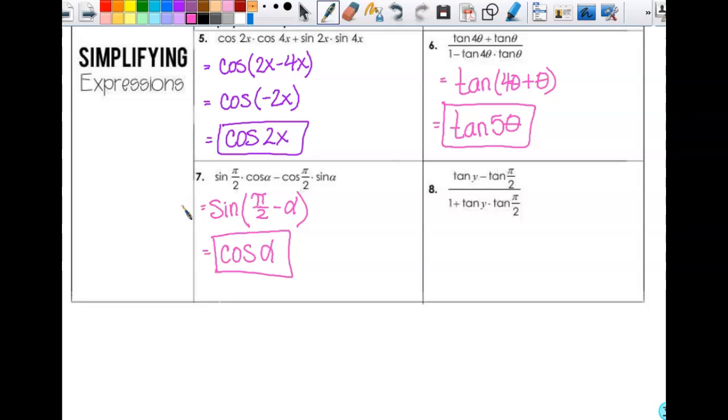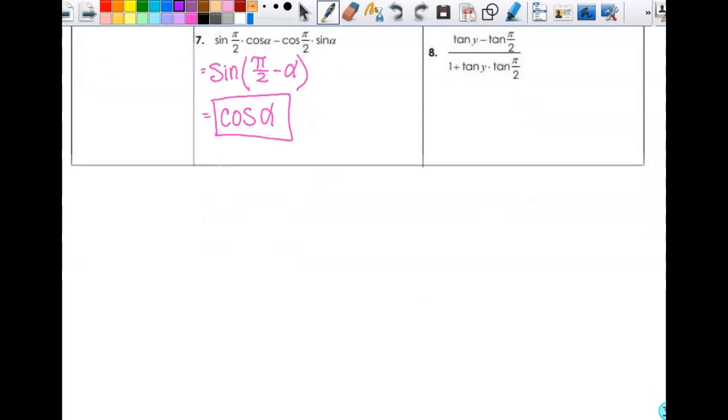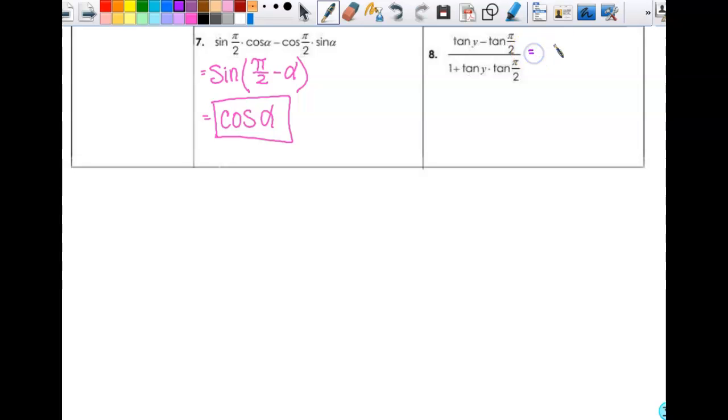All right, so now look at number 8. Looks very much like a tangent one, right? I've got subtraction in the numerator, addition in the denominator. So I'm pretty sure that's a difference. And then a double check that this is A, B, A, B. So I'm good. That makes this tangent of y minus pi halves.